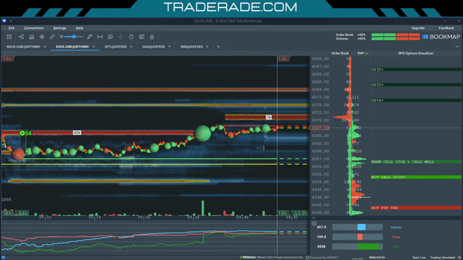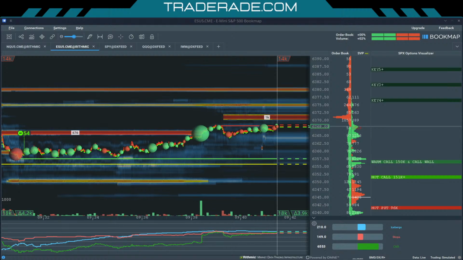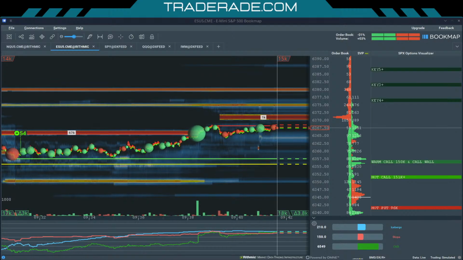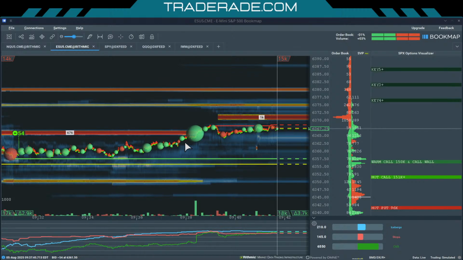Again, buyers trying to determine whether or not they have the demand to take the price through an even more formidable area of supply overhead. It does look like they're regrouping and they're going to make that effort. But you could see as soon as it appeared, the moment it appeared, buyers lost their mojo. It's like a little bit scary.